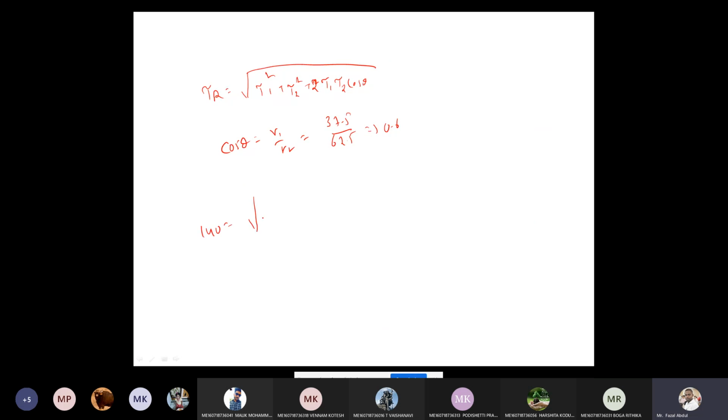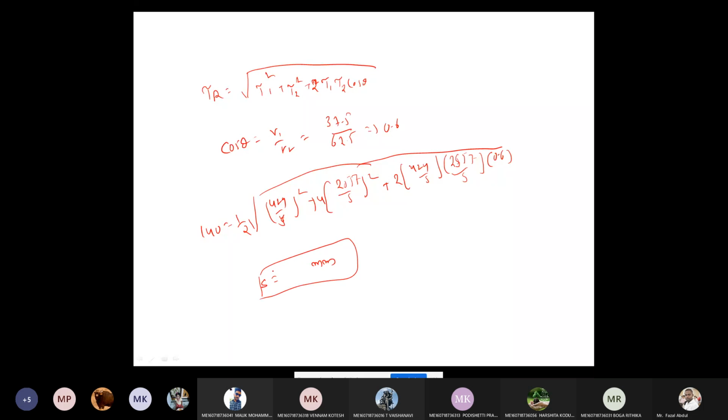140 equals the square root of (424 by S) whole square plus (2557 by S) whole square plus 2 into 424 into 2557 by S square into cos theta 0.6. Now tell me the S value in mm.